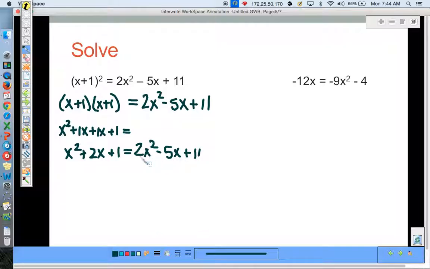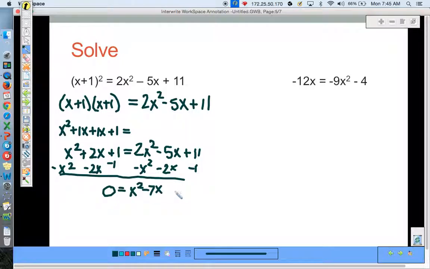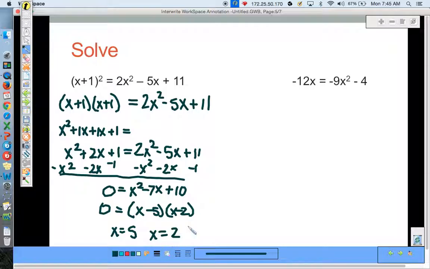And I usually like to keep that a term positive, so I'm going to just subtract the x squared, subtract the 2x, subtract the 1. So now we have 0 equals x squared minus 7x plus 10. And again, you can box and circle. Some of you might recognize this is x minus 5 and x minus 2. So we have x equals 5 and x equals 2.